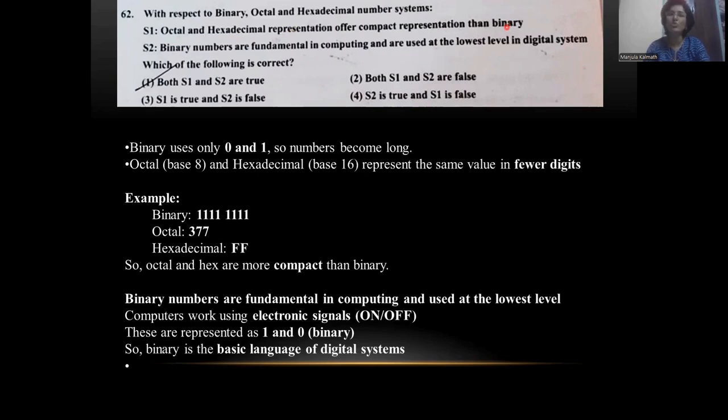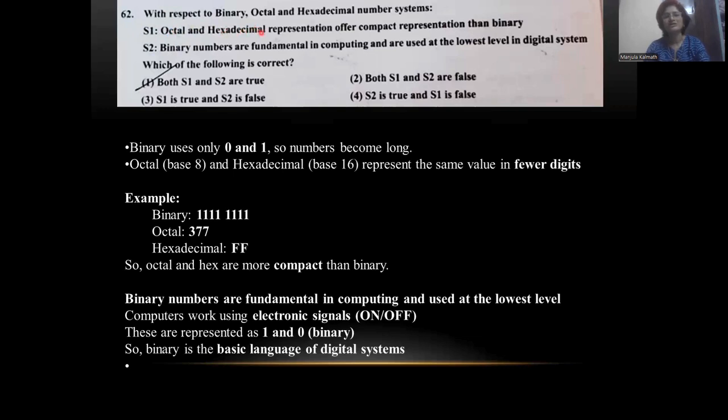because the base value is only 2. We divide the number by 2 and go on collecting the remainders. Obviously, the number of digits collected will be more here. At the same time, if we convert a decimal number into octal, which has the digits 0 to 7, we divide the number by 8 and go on collecting the remainders. Obviously, here the number of divisions will be less.